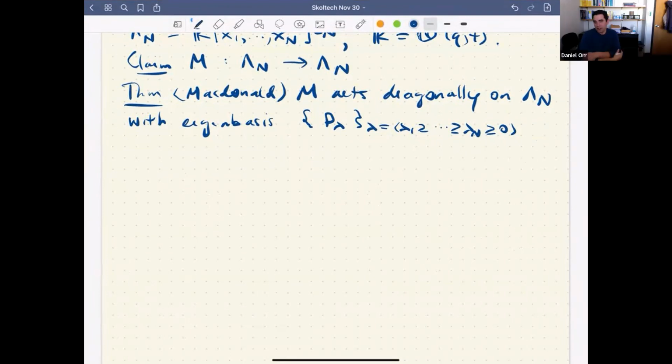So Macdonald proved that this operator M has an eigenbasis. These are the Macdonald polynomials.